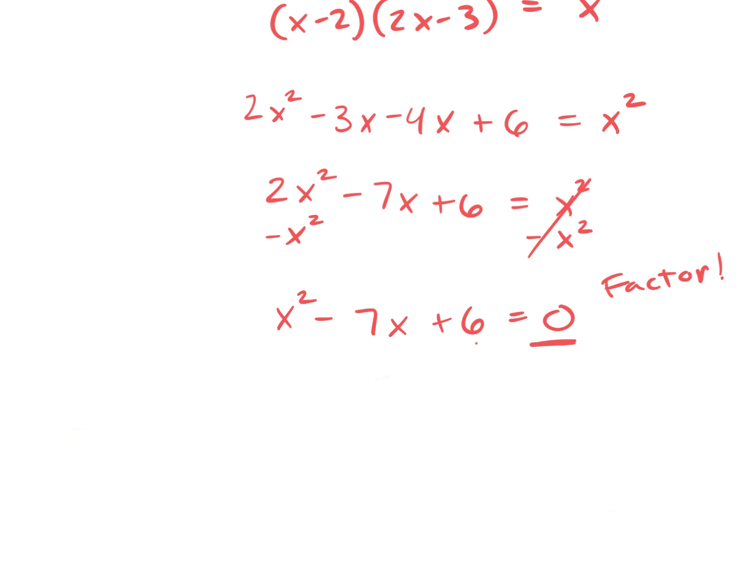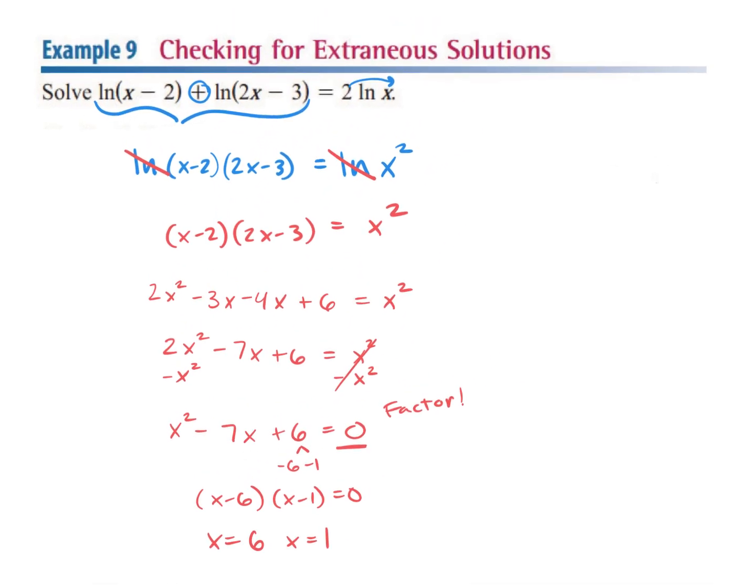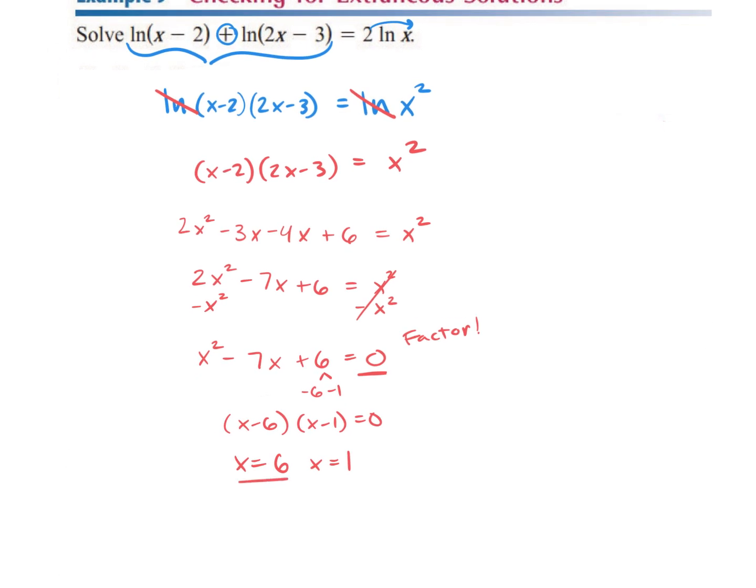Let's factor it. What are two factors of 6 that add to negative 7? Negative 6 and negative 1. So x minus 6 and x minus 1 equals 0. So x equals 6 and x equals 1. Now, when we're dealing with logs and ln's, we have to check for extraneous solutions. It said it in the heading here. Check for extraneous solutions.